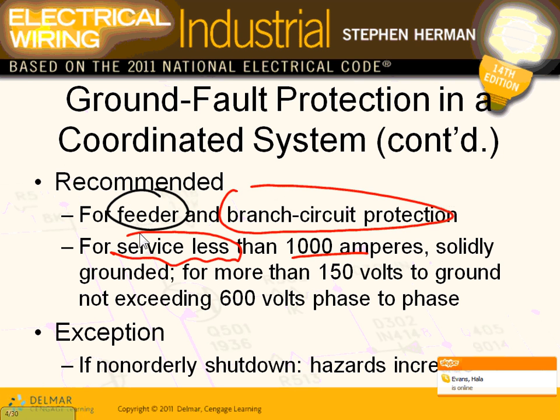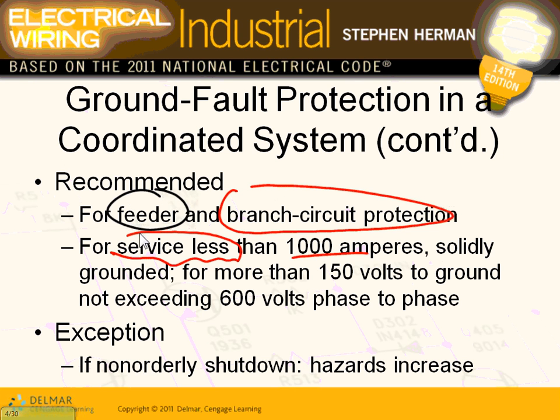In hospitals, if you ever worked in hospitals, my sister is online now. In a hospital, they require you to have two levels of ground fault protection. One on the service and one anywhere else downstream. So if you have a 225 amp panel in a hospital, fed from a 1,000 amp circuit breaker, you have to have one on the 225 amp and one on the 1,000 amp. So they recommend it even for less than 1,000 amp.